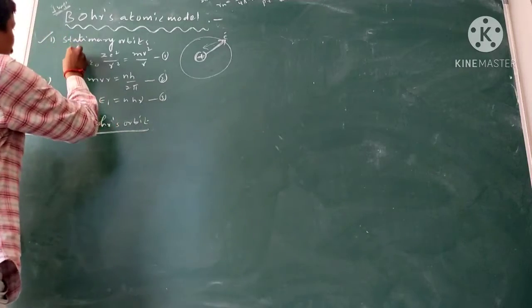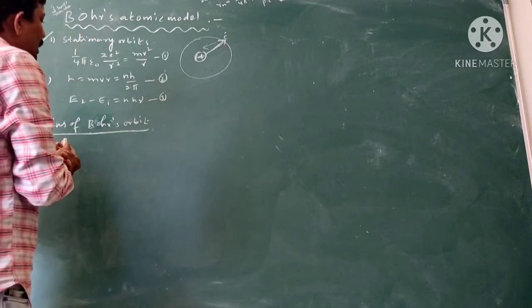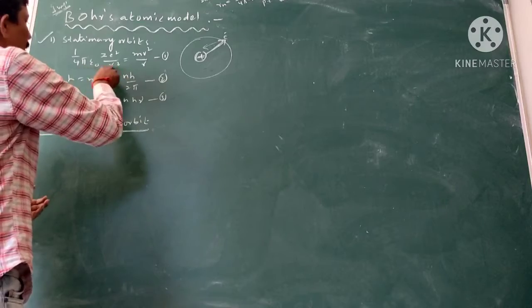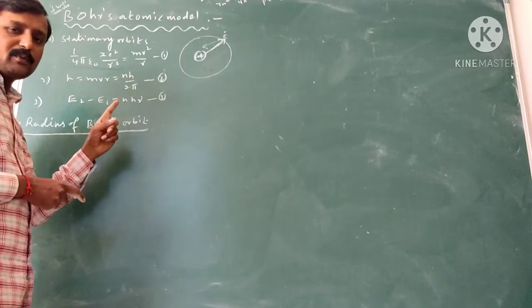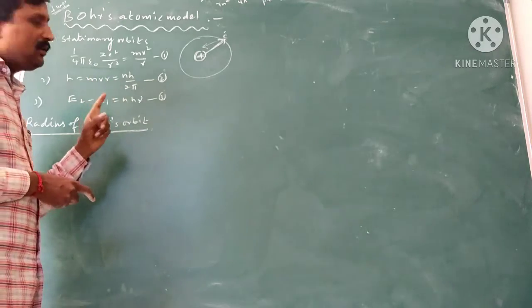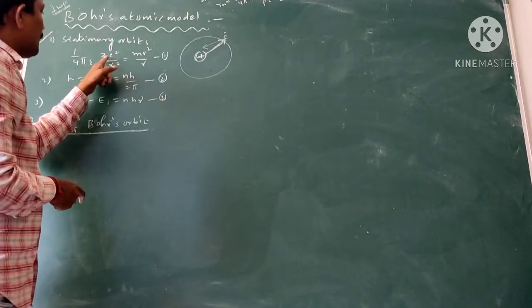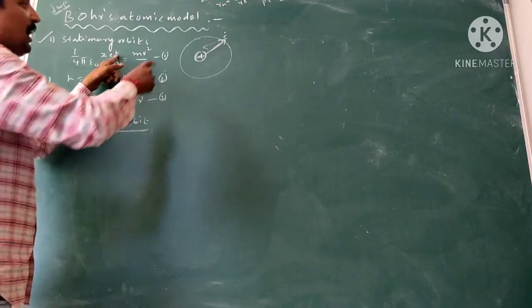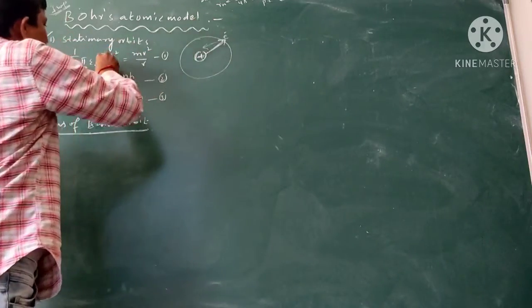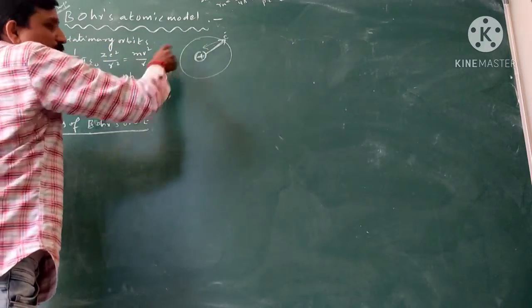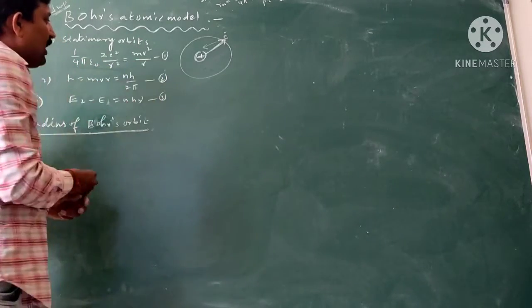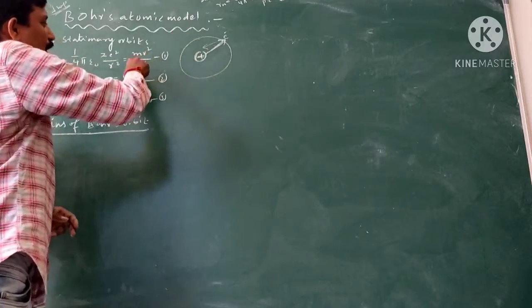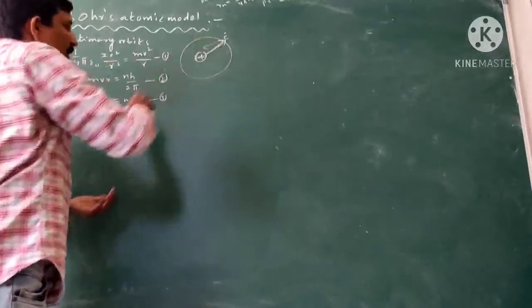only then is the electron revolving around the nucleus in a stationary orbit. Here 1 by 4 pi epsilon naught Z e square by R square is called the Coulomb attraction force. According to Coulomb's law, F is equal to 1 by 4 pi epsilon naught Q1 Q2 by R square. Here Q1 Q2 means Ze into e. e is the electron charge, Ze is the nucleus charge, so Ze square by R square, and centripetal force is m v square by r. v is the velocity of the electron, r is the radius of the orbit.